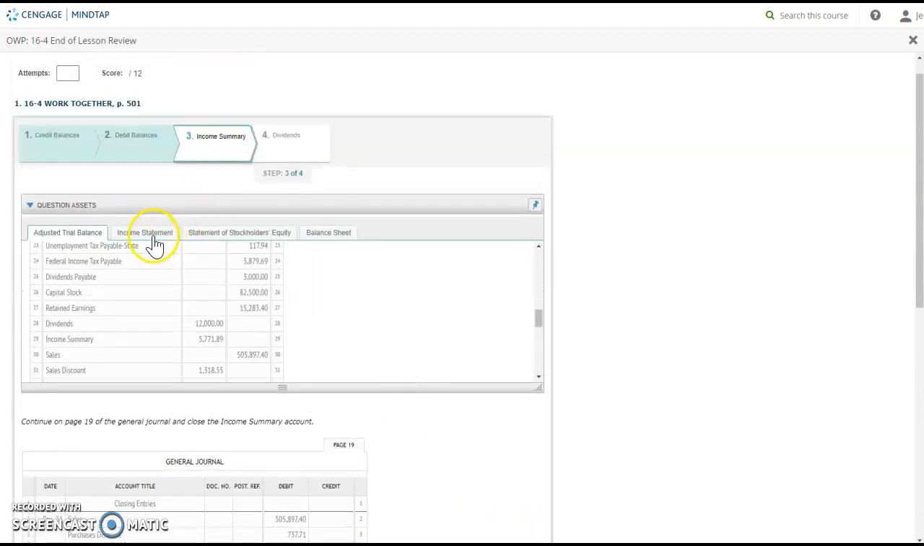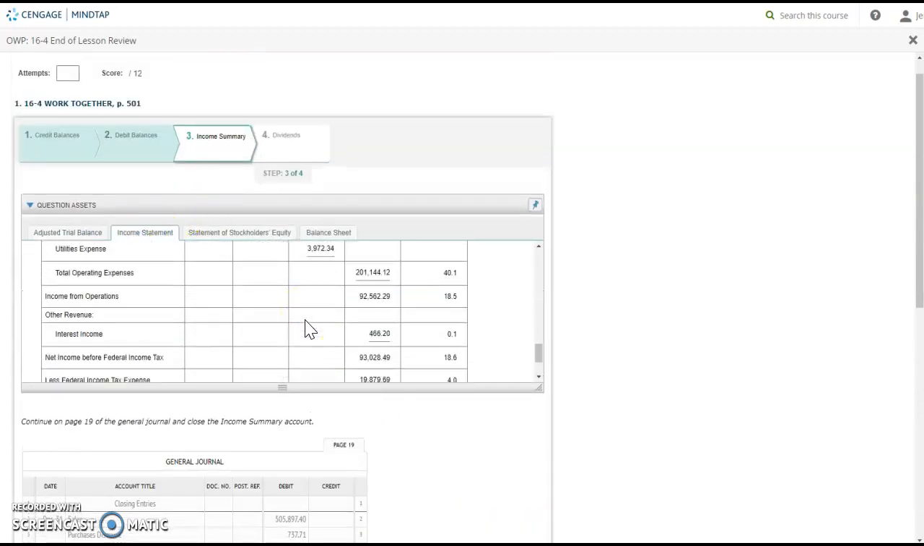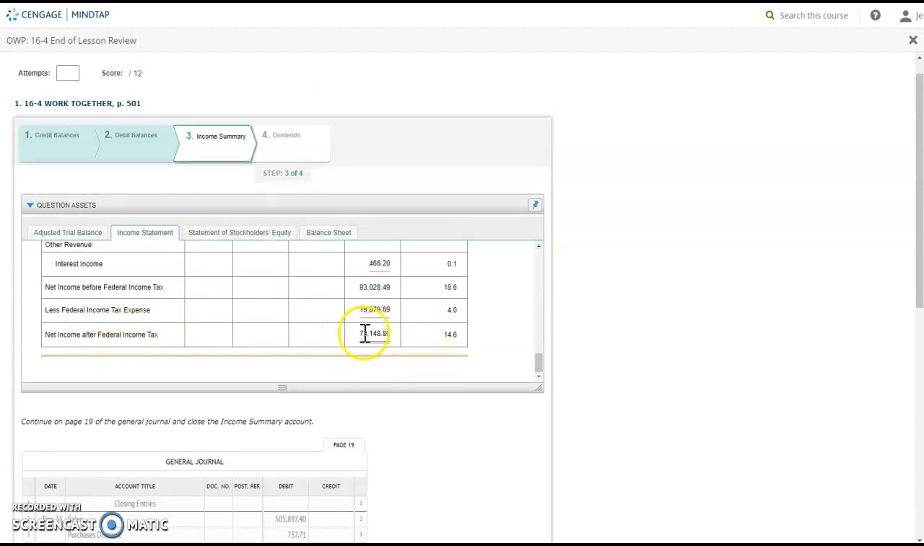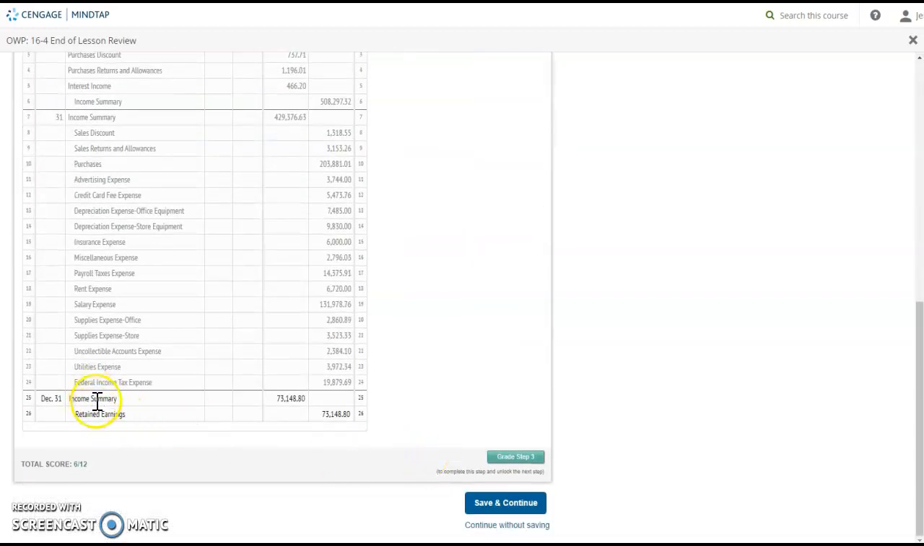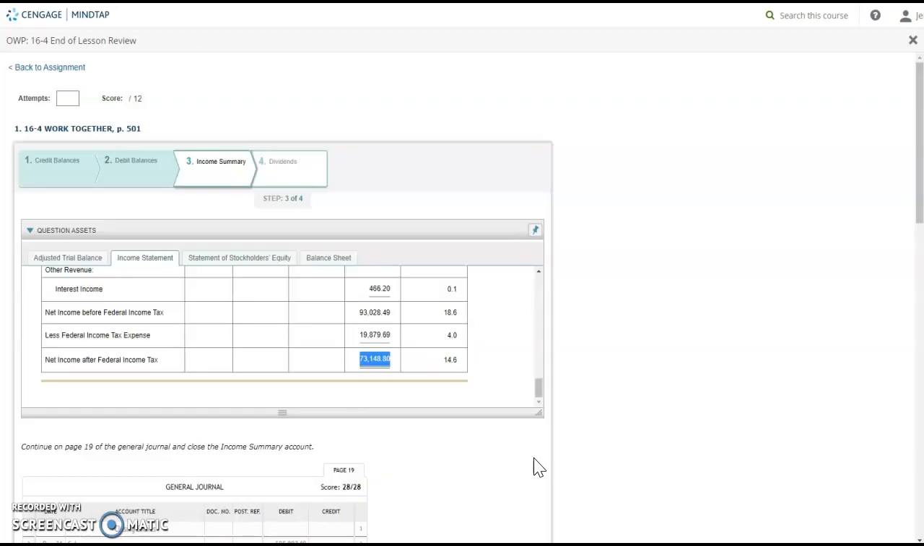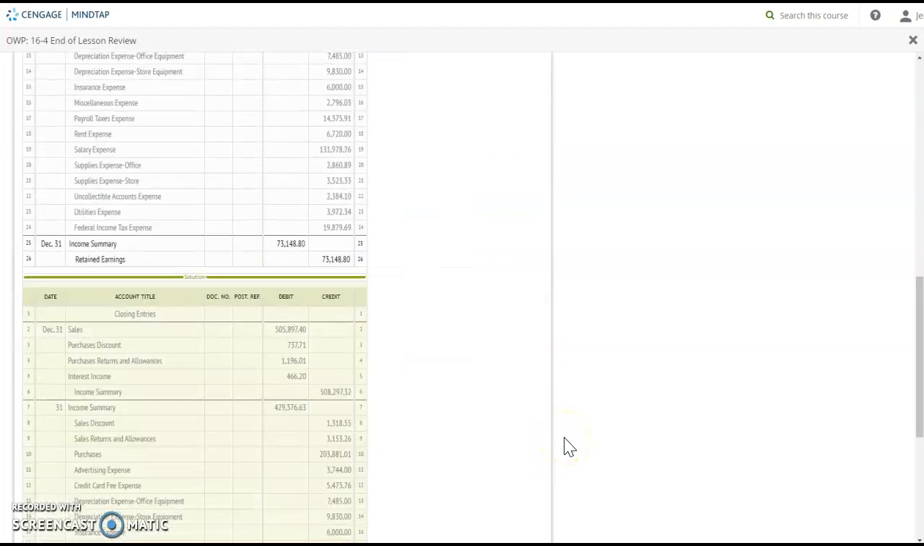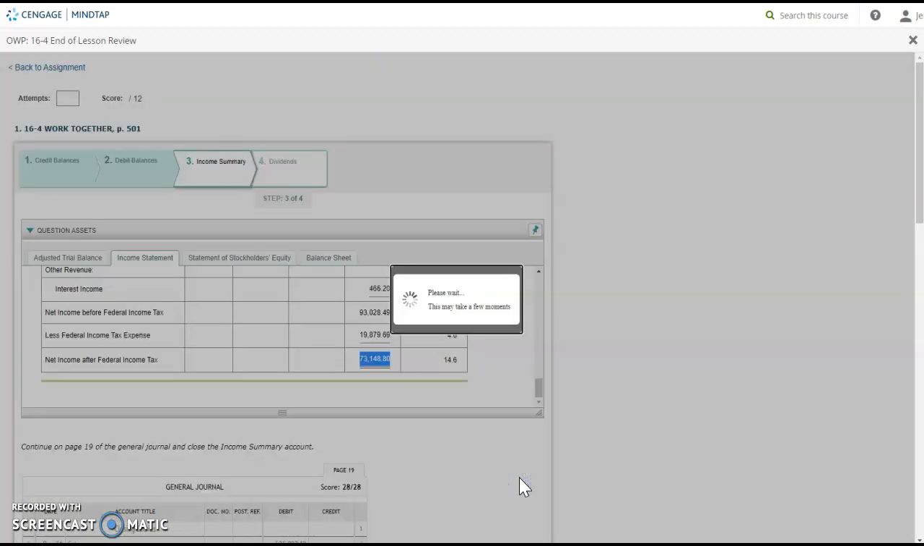I then will double check with my income statement and make sure that the number I calculated equals what I have for a net income or a net loss. So it's important to remember this one could switch depending on if we have a net income or a net loss. Okay, I'm going to grade step 3. And I have one more step.